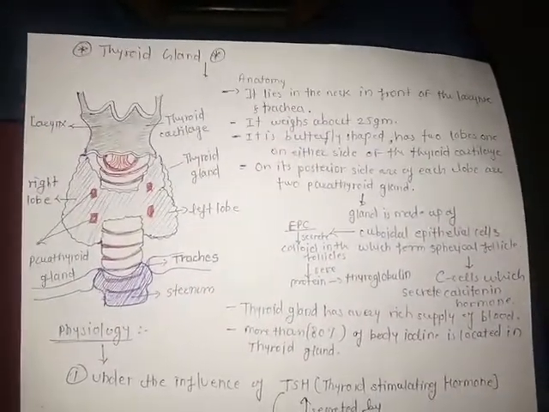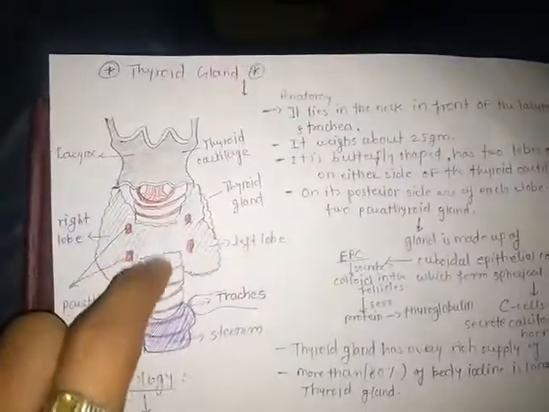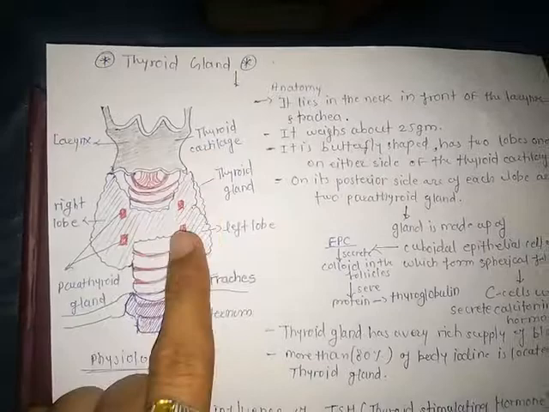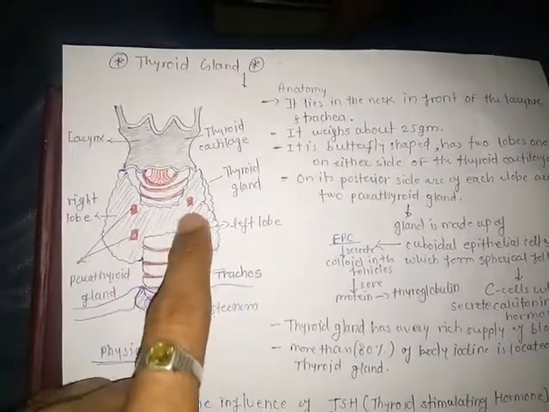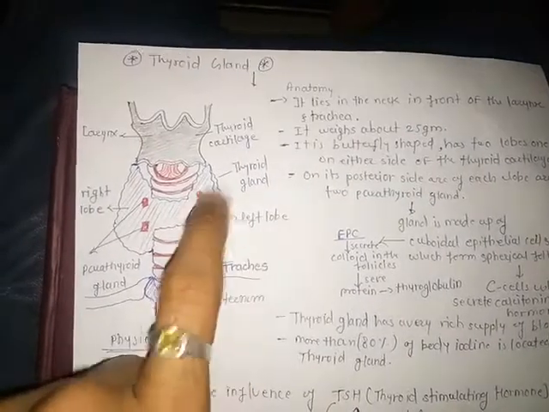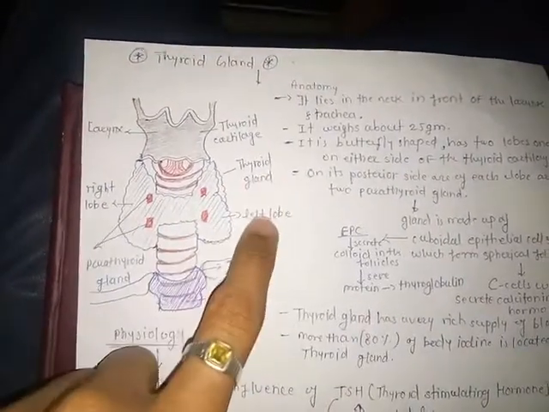Then next we come to the thyroid gland. Next gland, that is the thyroid gland. First, the structure of this thyroid gland. This is a simple structure of the larynx or the thyroid cartilage, then this butterfly-shaped structure, that is a right lobe and left lobe, that is the complete thyroid gland.